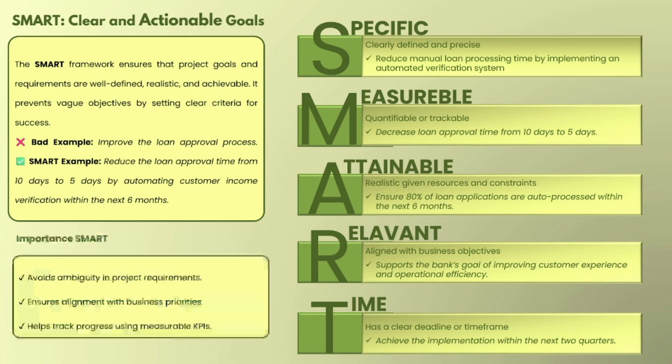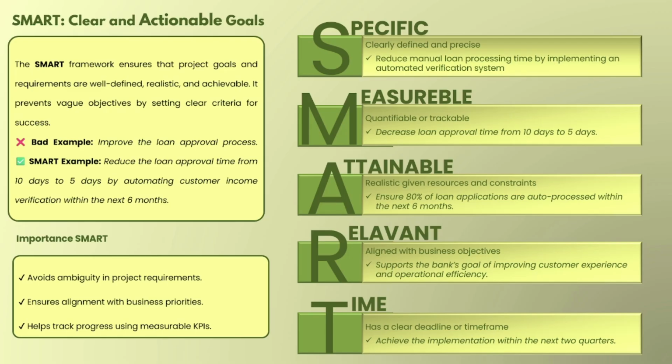Now let's see the importance of SMART. It avoids ambiguity in project requirements. Very well said. It helps make sure we are all on the same page about what needs to be done. No more confusion about what exactly is expected. It ensures alignment with the business priorities. This is again important. It makes sure the goals match what is most important for the business, so we are working on the right things in the project.